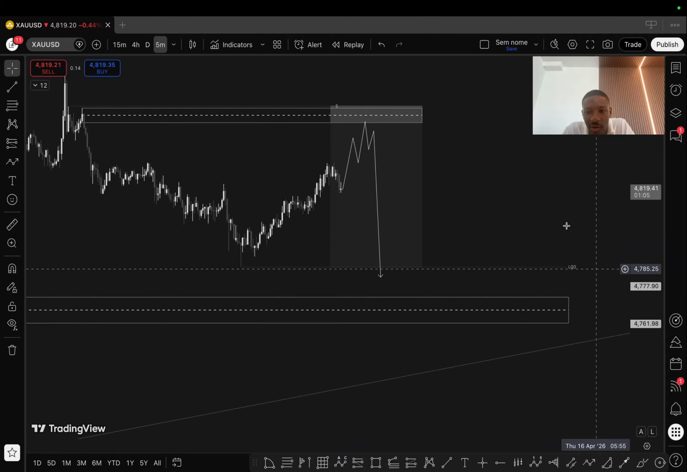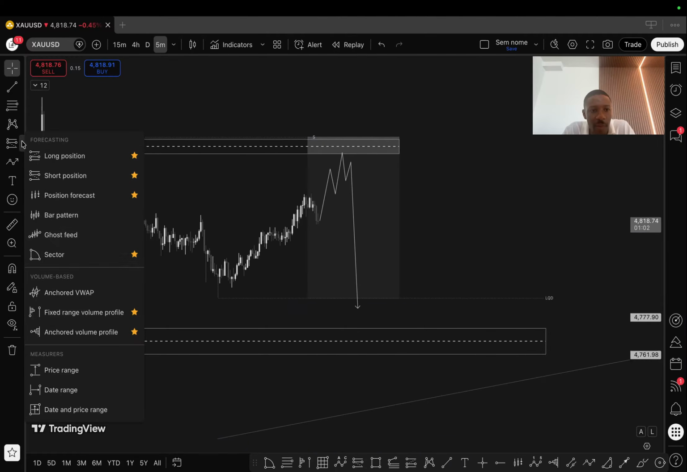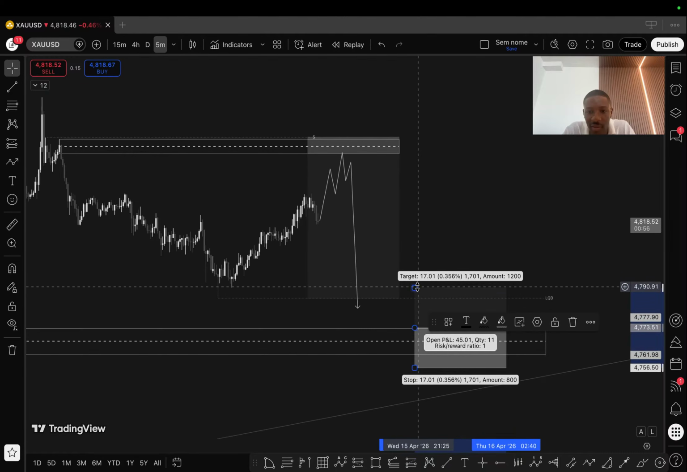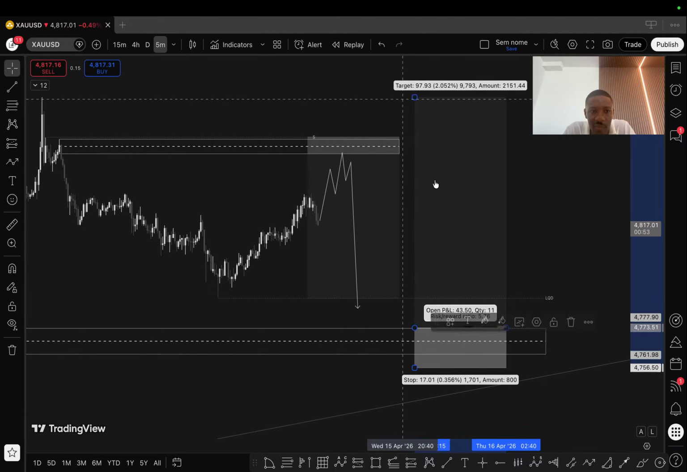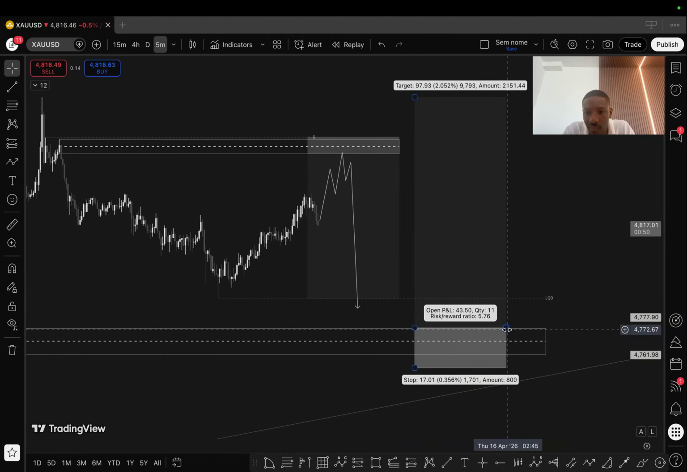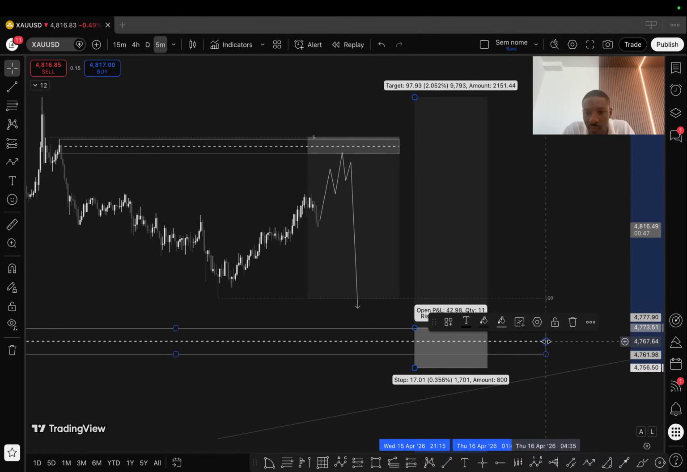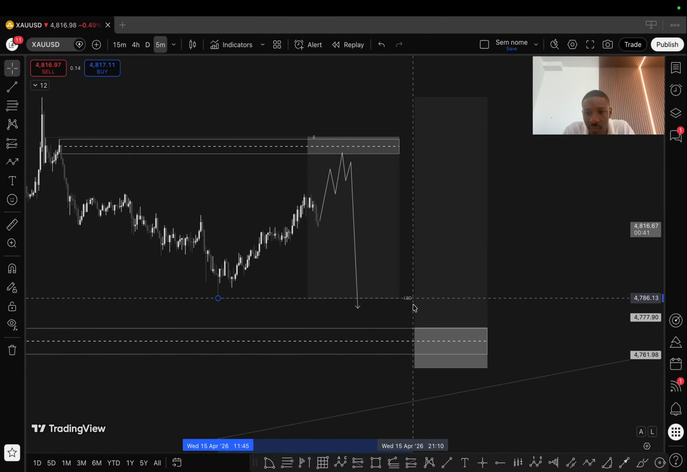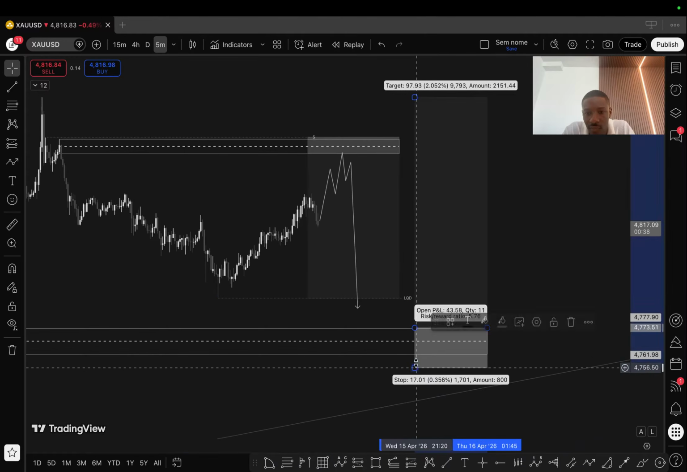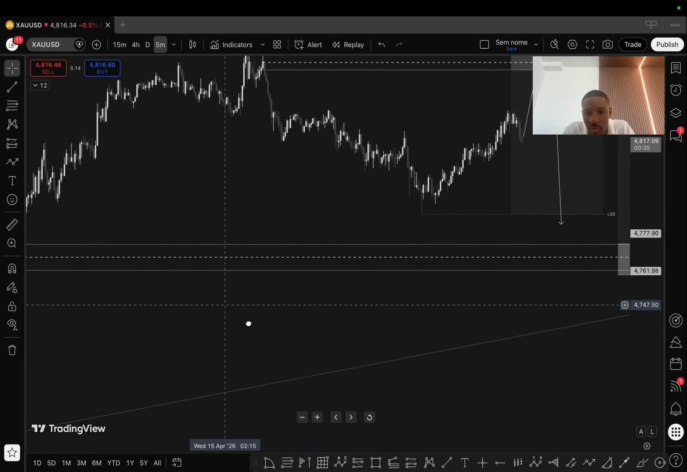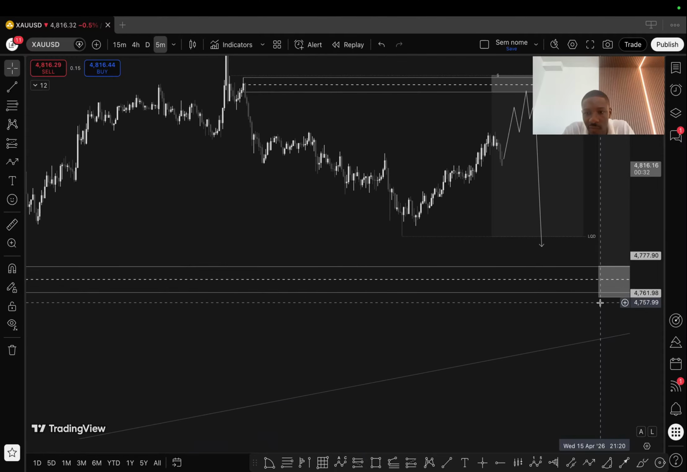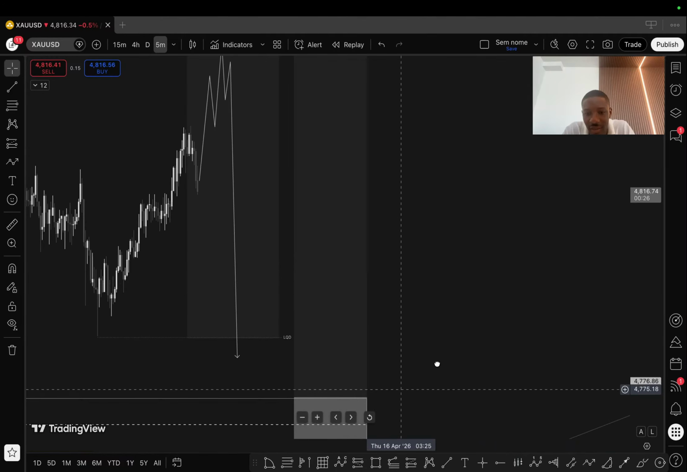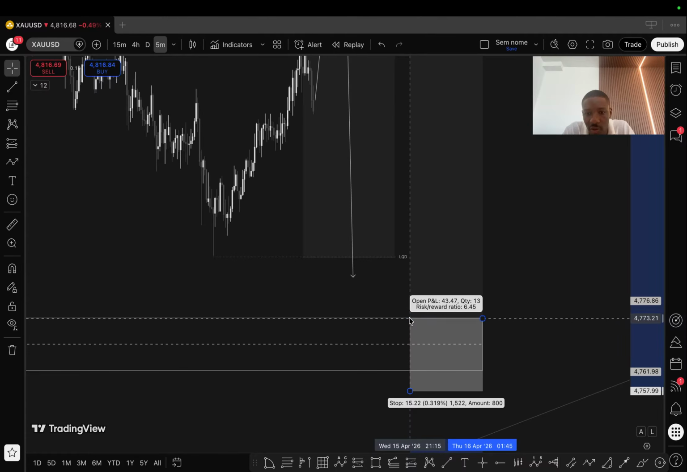I would like to enter around there for buys, and have my buys like this. Let me just check my stop loss. Yeah, for the buy, our stop losses are going to be a bit bigger because of the current wick that is still there below the order block. So I would put it like this.